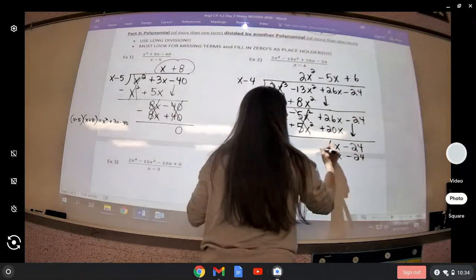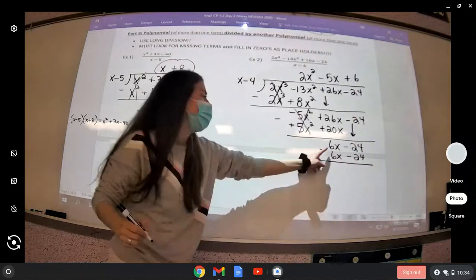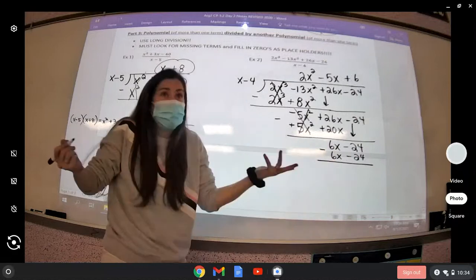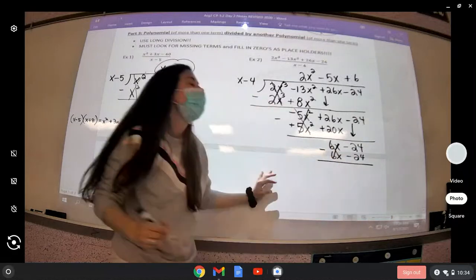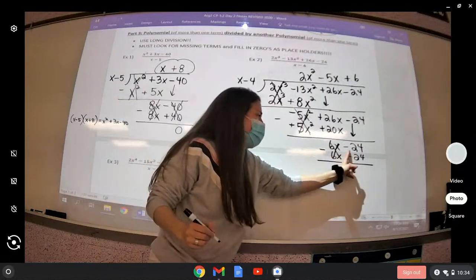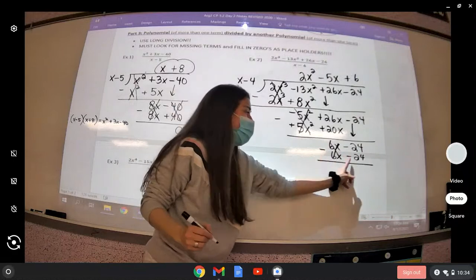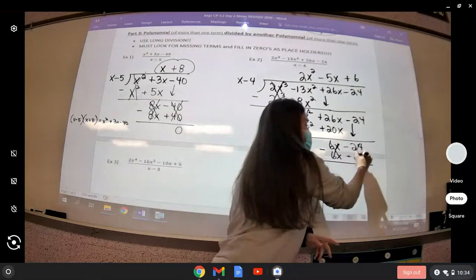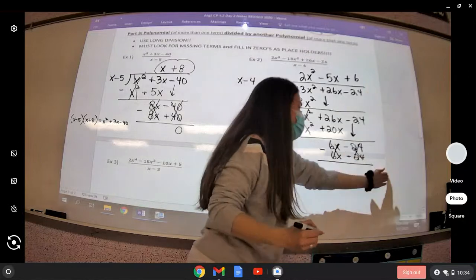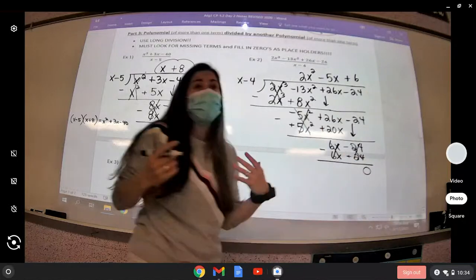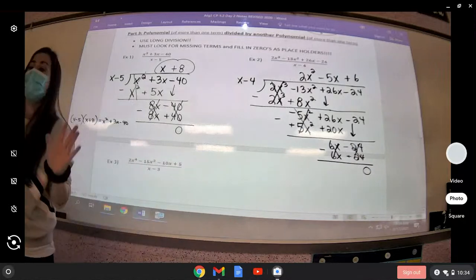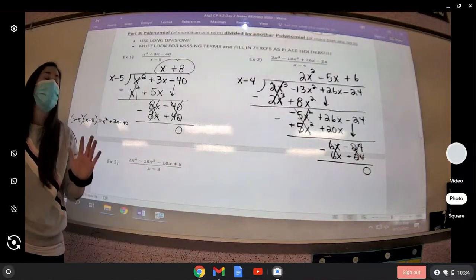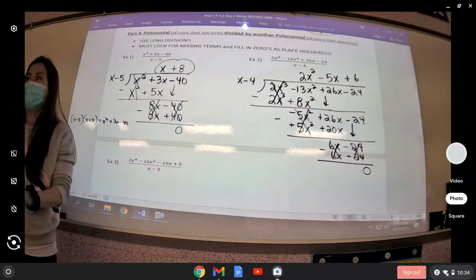All right, and then we subtract. All right, 6x, take away 6x, that cancels. And then negative 24, subtract negative 24, turns to plus. They end up canceling too. There's nothing left to bring down, so you're left with nothing, which is the best, which means your remainder is 0, which means it divided evenly in.